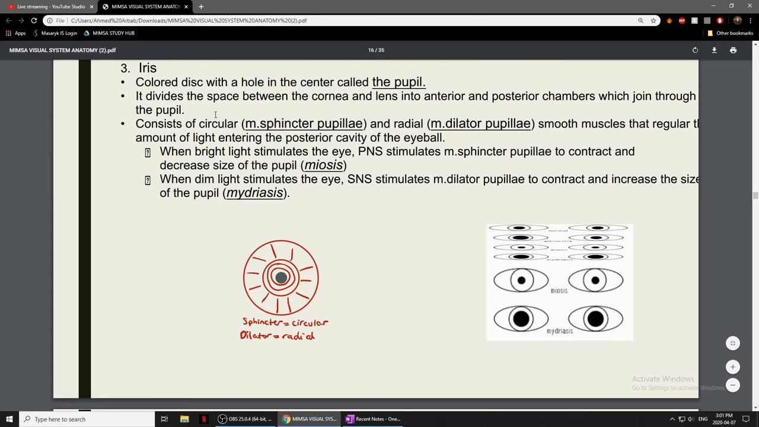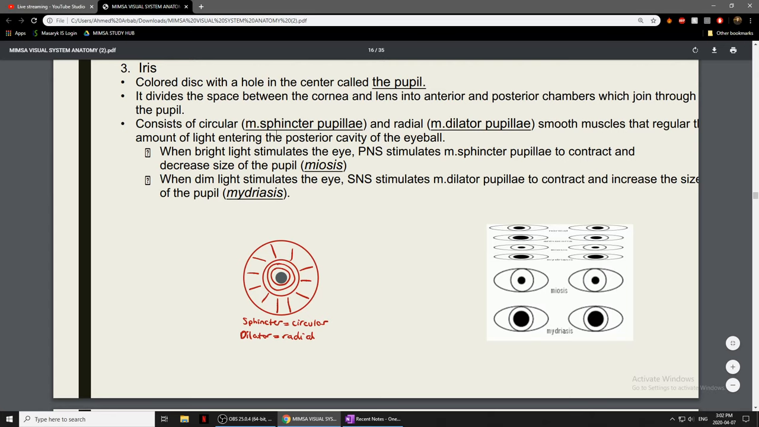So the iris itself contains two types of muscles. Circular muscles, which form a muscle called the sphincter pupillae, and radial muscles, which form a muscle called the dilator pupillae. So these muscles change the size of the pupil. As you know, you can have mydriasis, which is a dilation of the pupil, and miosis, which is a constriction of the pupil, and these two states are determined by the relative contraction and relaxation of these muscles.